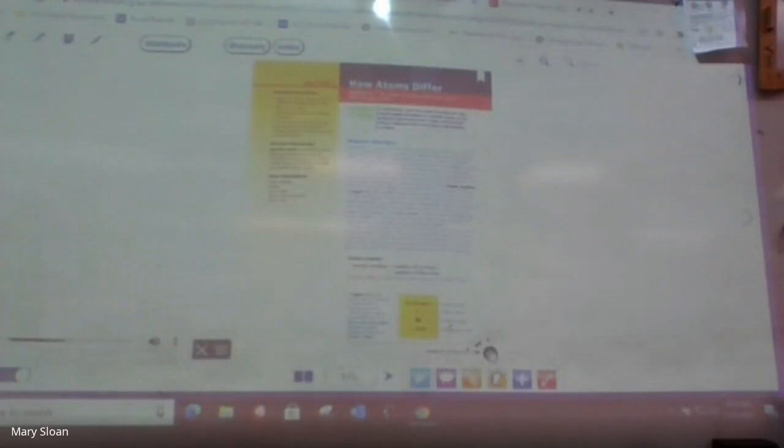Determine the identity of an atom. Why are atomic masses not whole numbers? Use it, Science Notebook 3, How Atoms Differ.